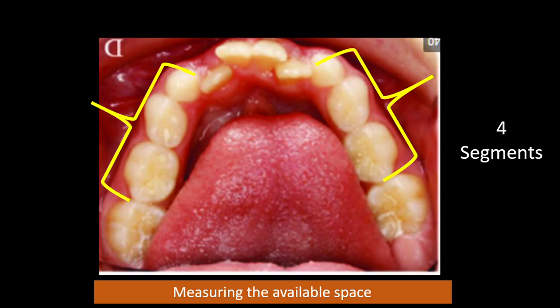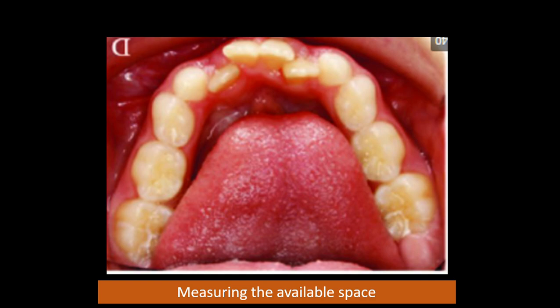Also, in some cases where the primary canines are not available, we can measure the available space by dividing the arch into 4 segments, from the mesial surface of the molar to the distal surface of the incisor, and we have the incisors section.